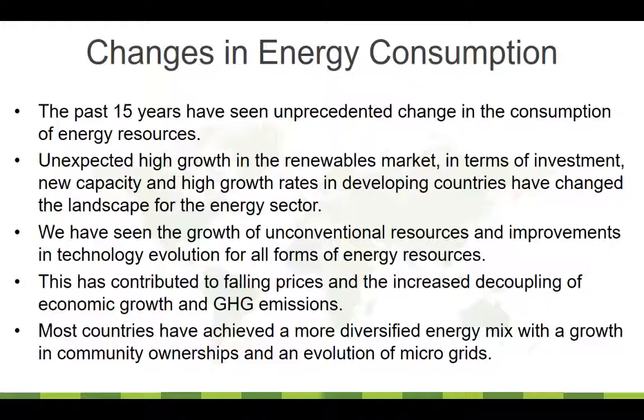So, we've been able to go ahead and make non renewables cleaner, and we've been able to make renewable energy more efficient. Although we'll talk a lot more about this throughout the course of this term, and we'll start to look at the cost benefit analysis of what energy forms we utilize. And this has contributed to falling prices and the increased decoupling of economic growth and greenhouse gas emissions.